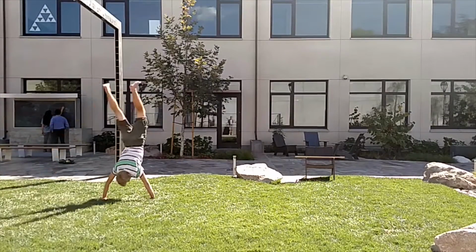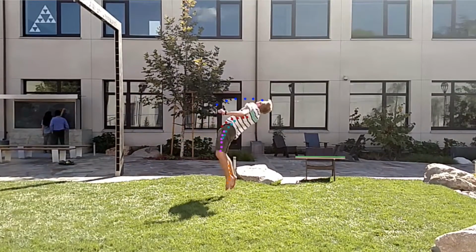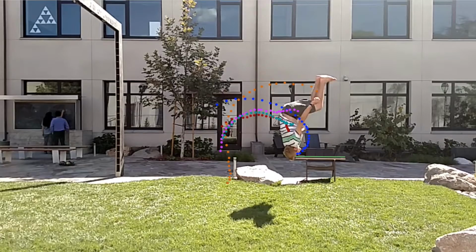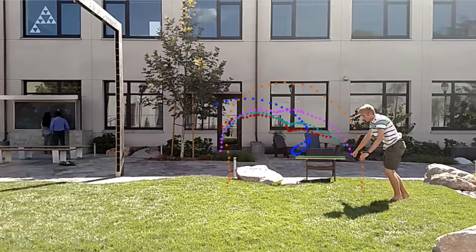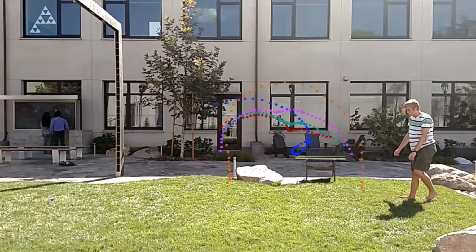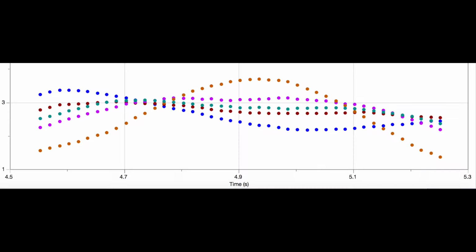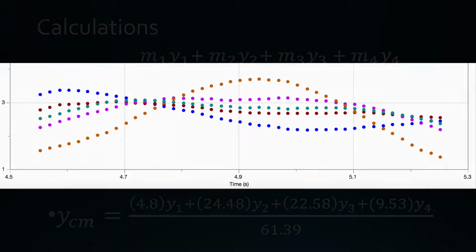This is what the video looked like with all of the plotted points on it. Here is a graph of the y position of each of these points with respect to time.